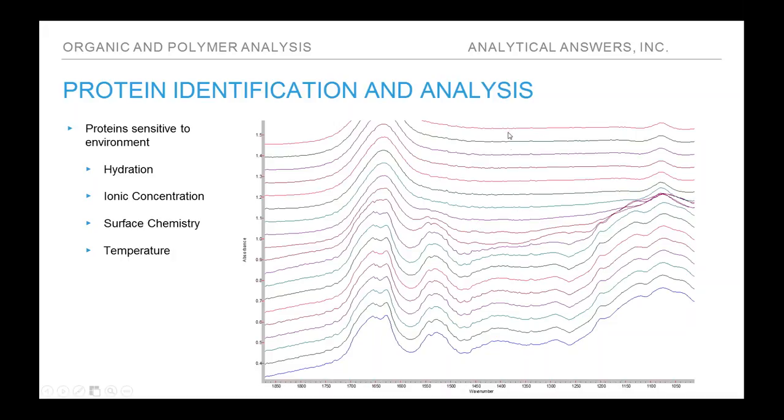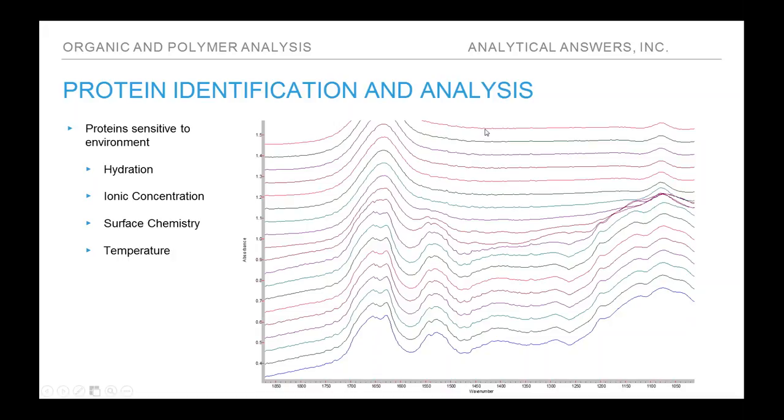For example, here we have a whole series of protein spectra. Now these were actually collected using ATR sampling. As you hope you understand, I don't refuse to do ATR sampling. ATR is a very useful technique in the right application. But here's a series of protein spectra collected using ATR sampling as a function of different temperatures.